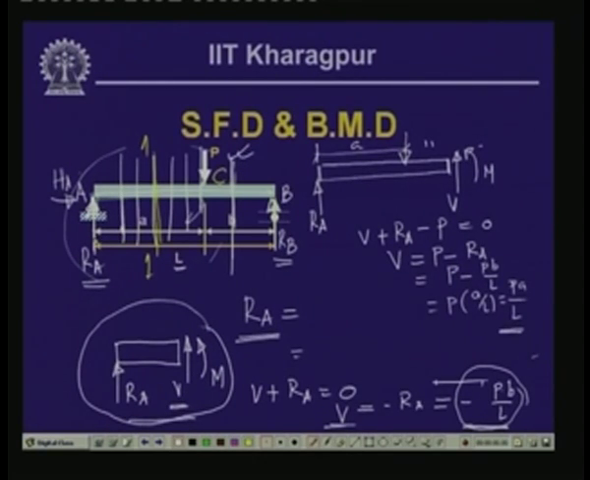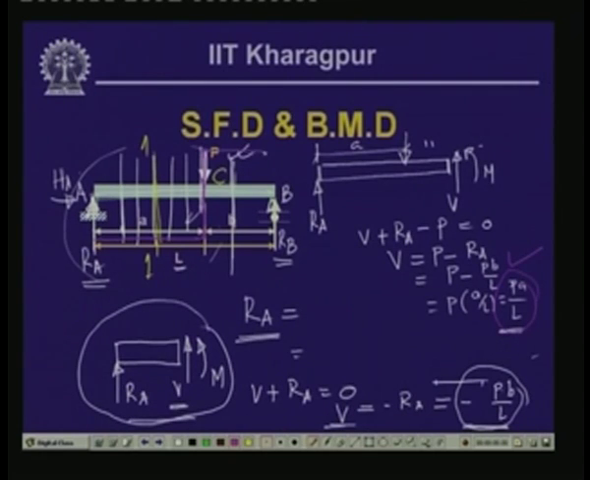So, it is a constant value over here. From here up to the left edge of the load, it is P B by L. Immediately after the concentrated load point, there is a change and we get a value of P A by L. So, from here to here there will be a change in the shear force value, and wherever you take a section over here, you are going to get the value as P A by L.